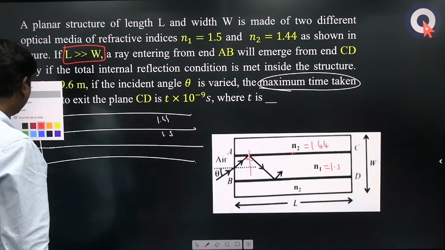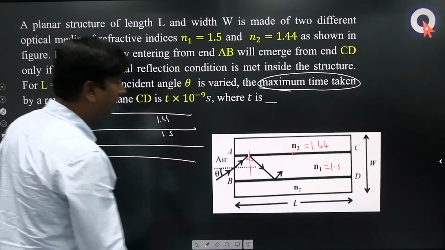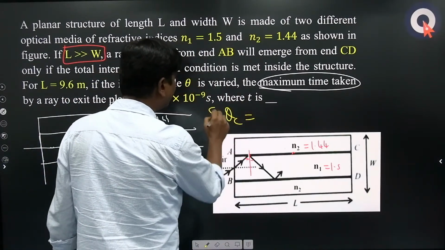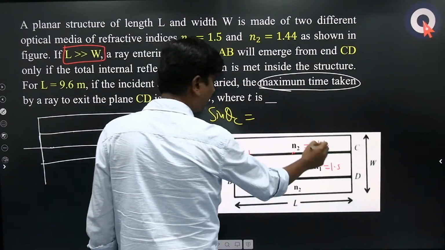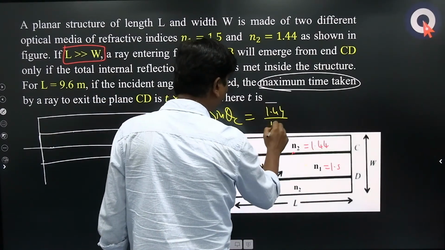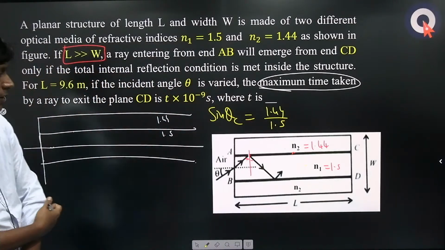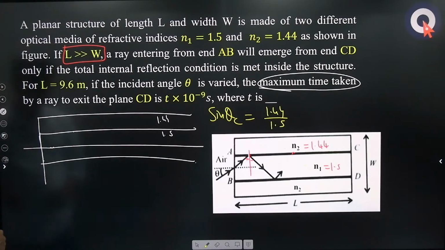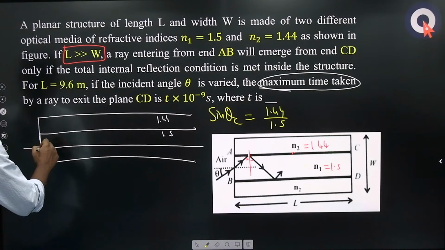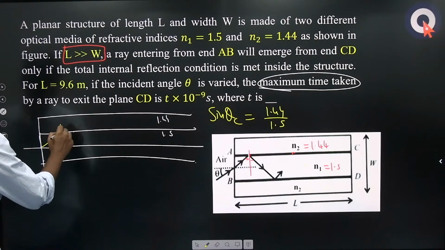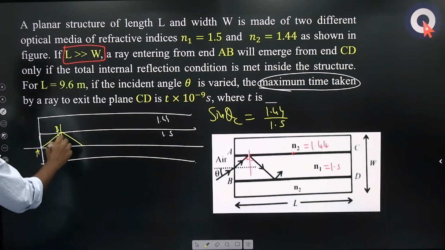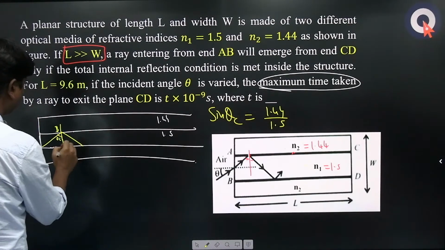So first let us find what is the critical angle between this medium and this medium. So what is the critical angle there? Sine of theta c is equal to refractive index of rarer by denser, 1.44 by 1.5. Okay, so now let me draw the same thing here. We'll go like this. Let us assume the critical angle over here. This is the critical angle. So take this as A, this is B, and this is C. This is also the critical angle.